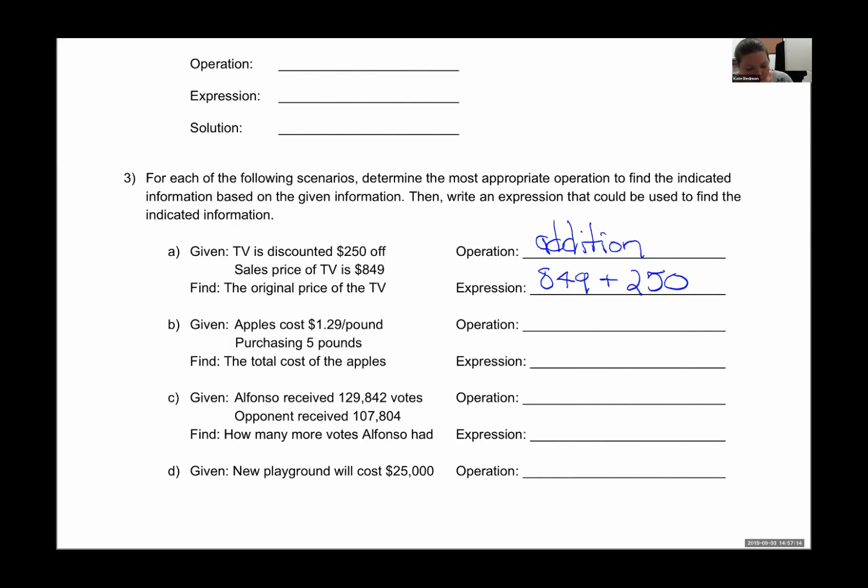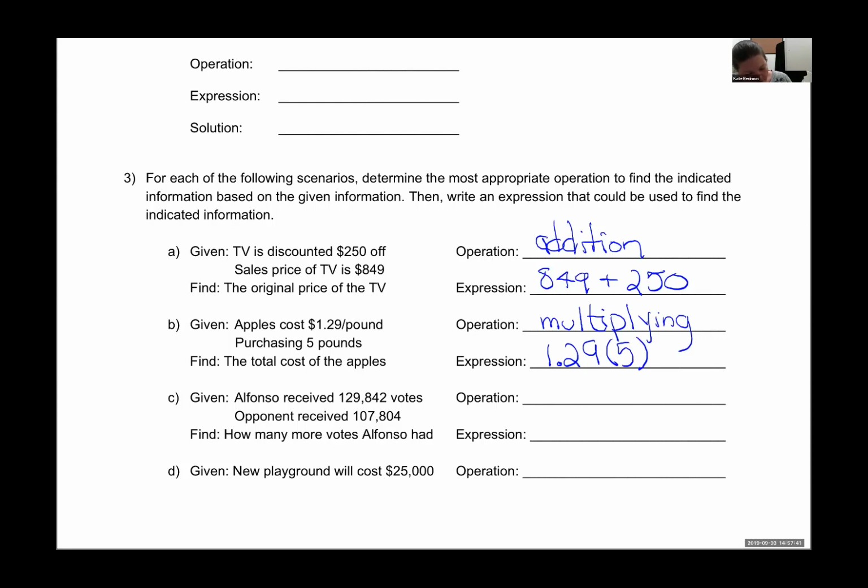Apples cost $1.29 per pound. They're purchasing 5 pounds, and I want the total cost of the apples. David says multiplying. Ladies, do you agree with him? Yeah. Yes. Yeah, beautiful. Then what would I be multiplying? 1.29 by 5. By 5. Wonderful.